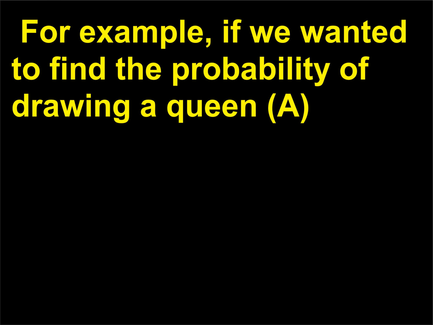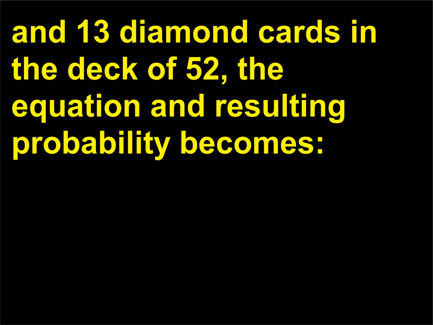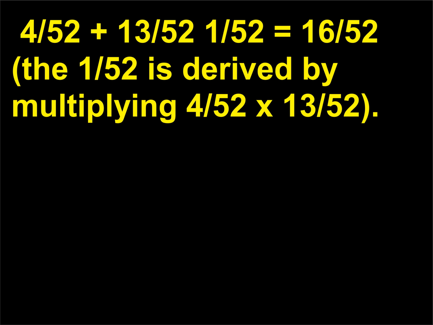For example, if we wanted to find the probability of drawing a queen, A, or a diamond, B, from a card deck in a single draw, and since we know there are 4 queens and 13 diamond cards in the deck of 52, the equation and resulting probability becomes 4/52 + 13/52 − 1/52 = 16/52. The 1/52 is derived by multiplying 4/52 × 13/52.